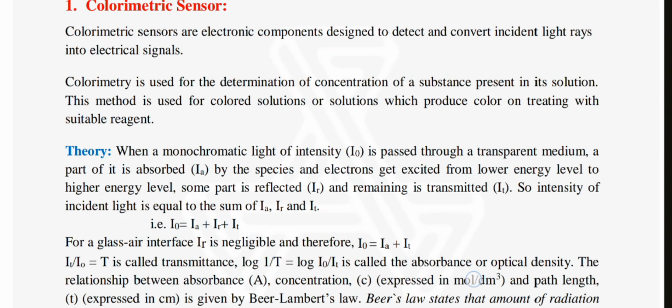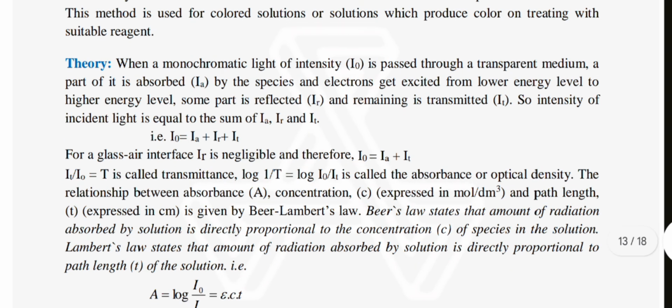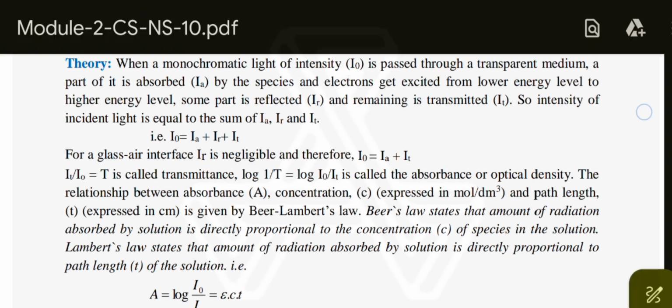Colorimetric sensors. Colorimetric sensors are electronic components designed to detect and convert incident light rays into electrical signals. Colorimetry is used for the determination of concentration of a substance present in its solution. This method is used for colored solutions or solutions which produce color on treating with a suitable reagent. Theory: when a monochromatic light of intensity I0 is passed through a transparent medium, a part of it is absorbed, IA, by the species, and electrons get excited.